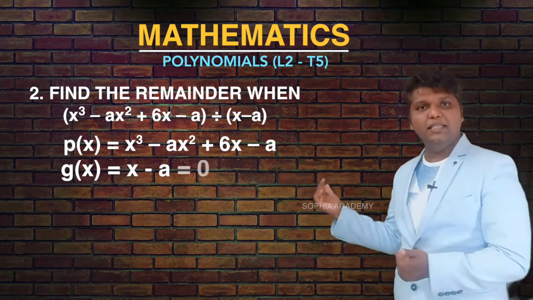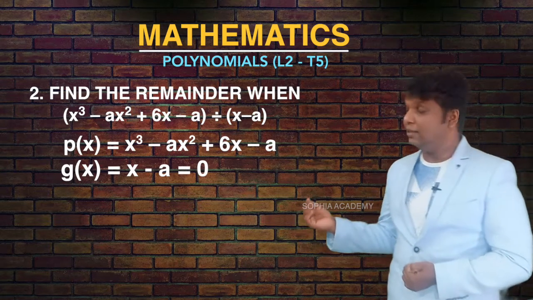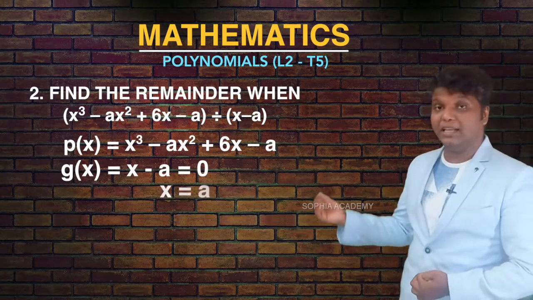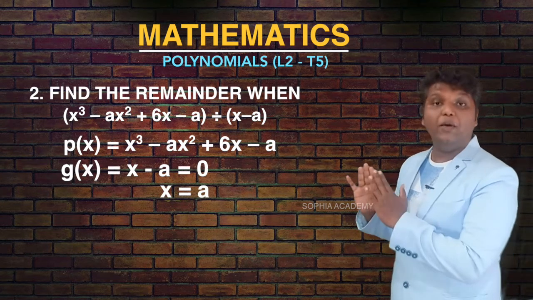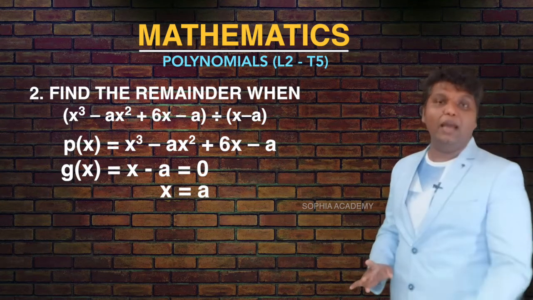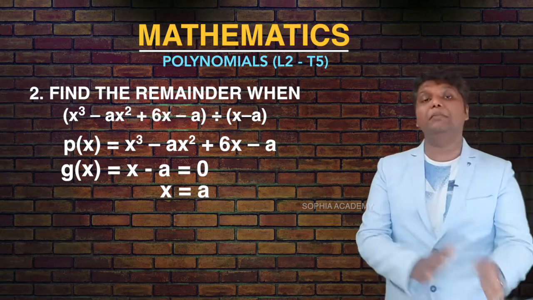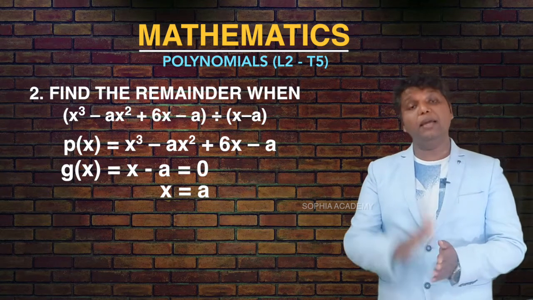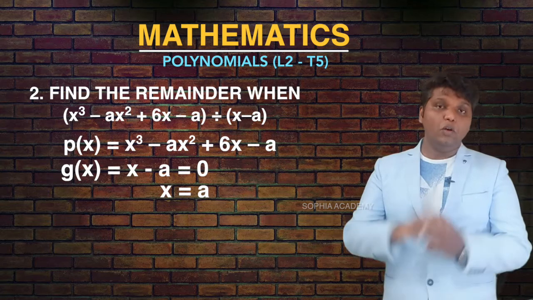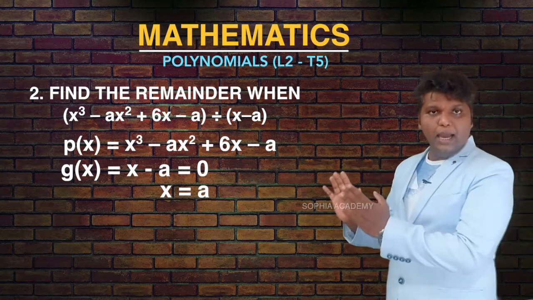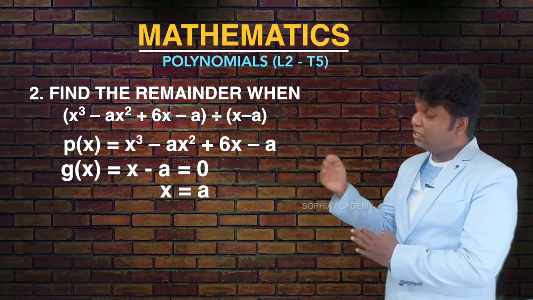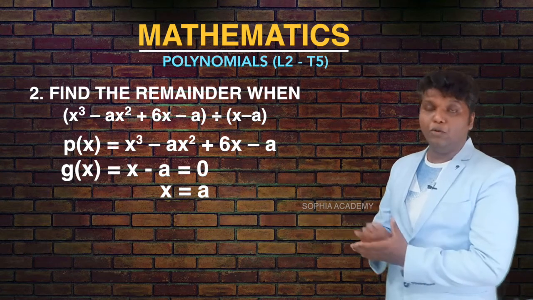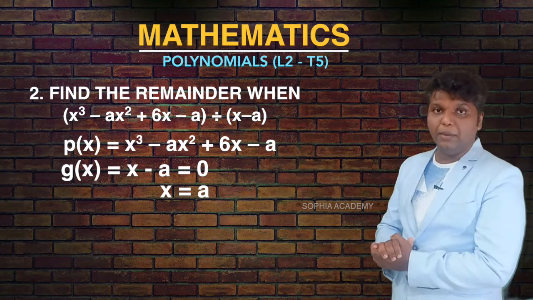So x minus a is equal to 0. First of all, we will equate like that, right? x minus a is equal to 0. Therefore, x is equal to a. Now you have to find p of a. Whatever the value of p of a is, that will be the remainder when divided by x minus a. So whenever you are given a polynomial, here it is p of x, and it is divided by another polynomial, how do you find the remainder by using the remainder theorem?